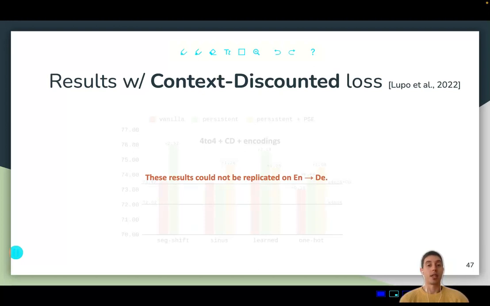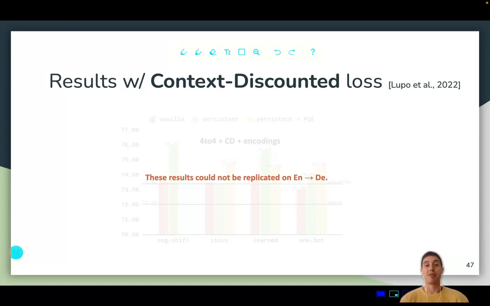However, these results could not be transposed to the English to German language pair. We thought that the reason was that we were training with less data. Therefore, we increased the volume of data to match the one used in English to Russian. But even in this case, the concatenation approach trained with the context discounting does not profit from the extra information provided by sentence position encodings.